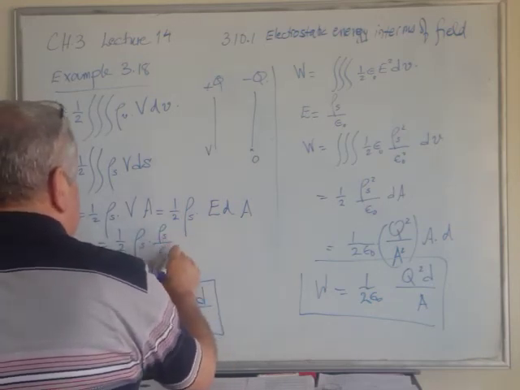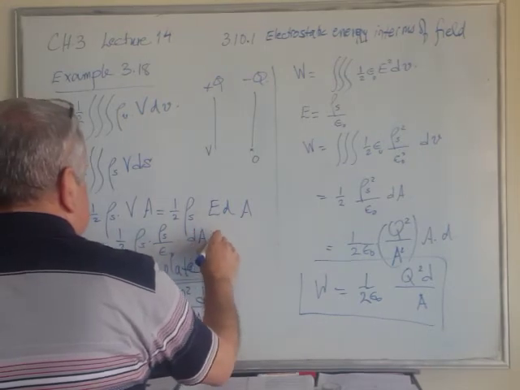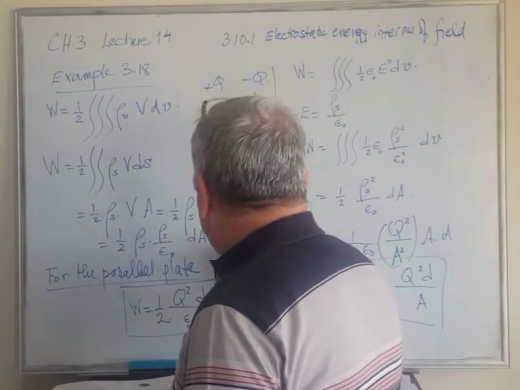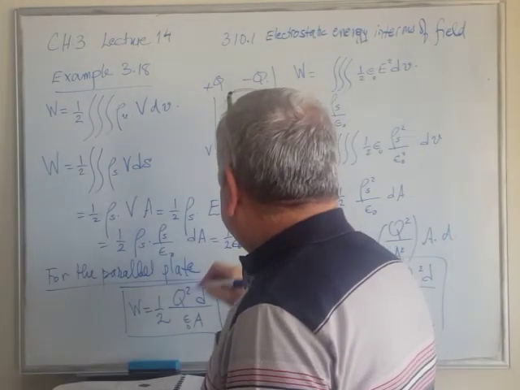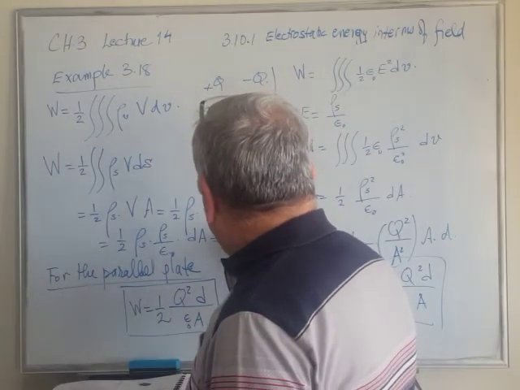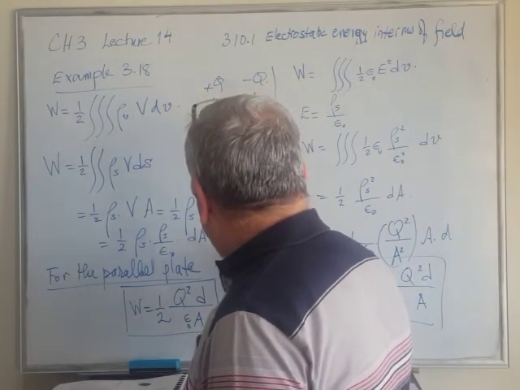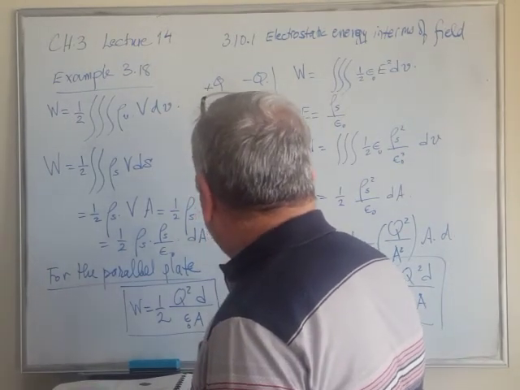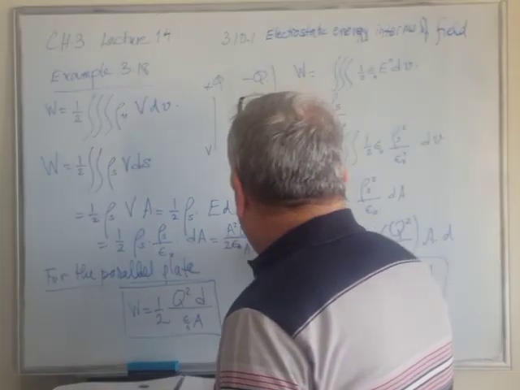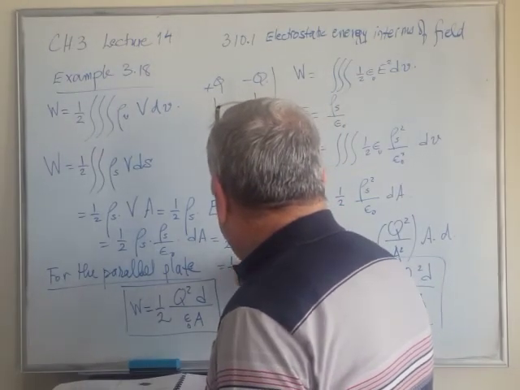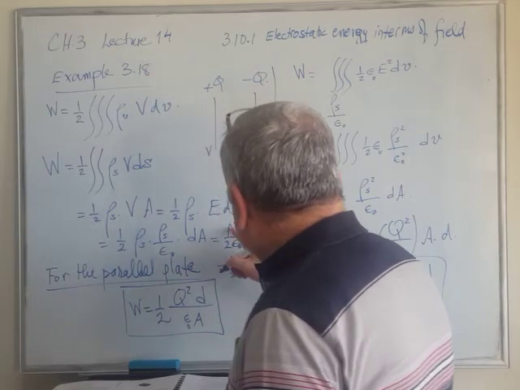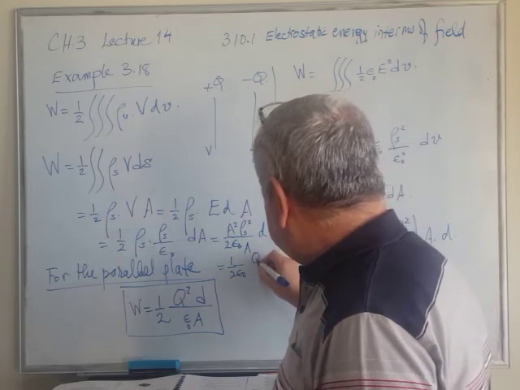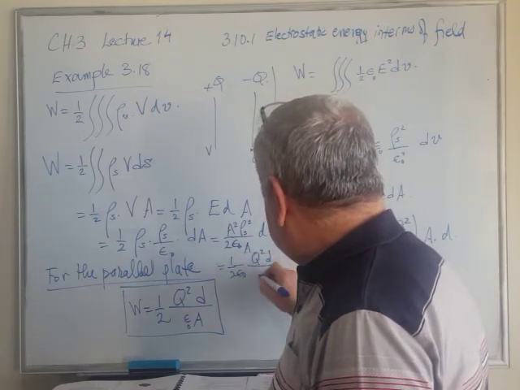That's V times A. This is equal to half rho s times the field E, which again is rho s over epsilon 0, times D times A. We can write A squared up there and A down here to obtain A in the numerator, multiplied by rho s squared. What else do we have? We have a D here. So that is half over epsilon 0, A squared, rho s squared. Each rho s times A is the charge Q. So this is half Q squared times D over epsilon 0 A.